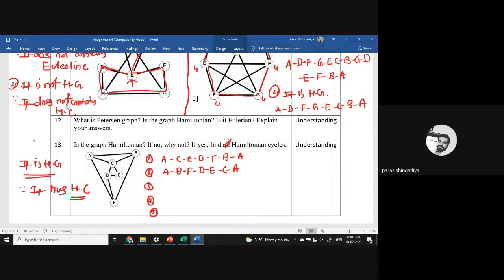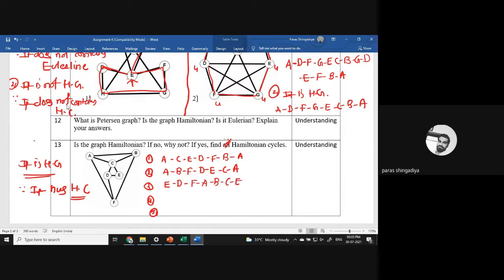Let's start with E first. So E, then after D, you can also consider any direction. Direction is not fixed here. So E, D, F, A, B, C, and E. That is another one. Clear?